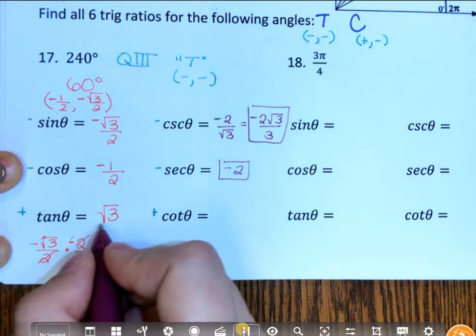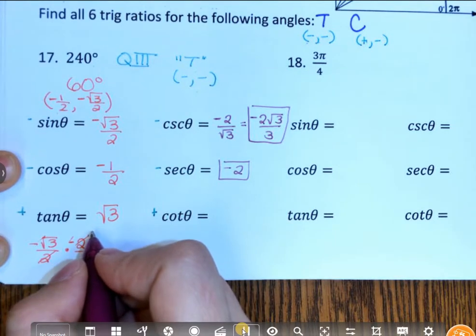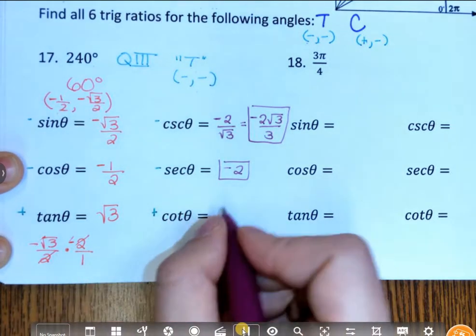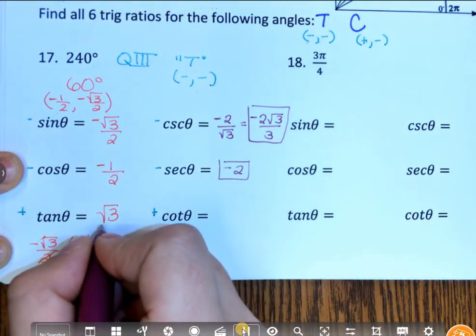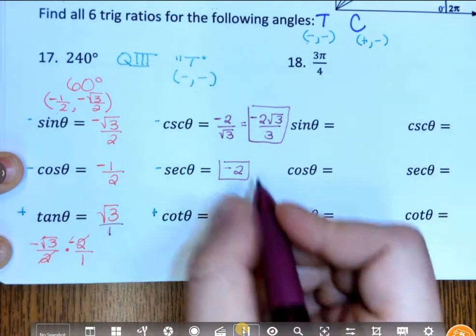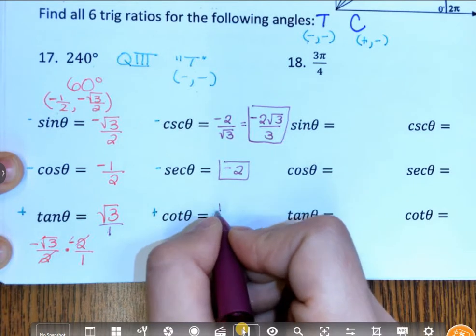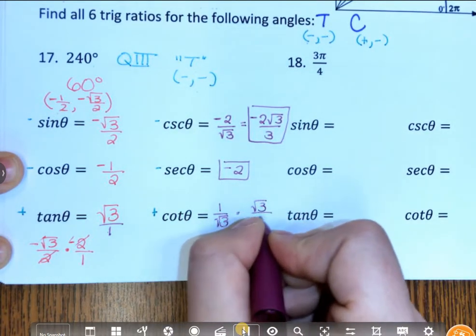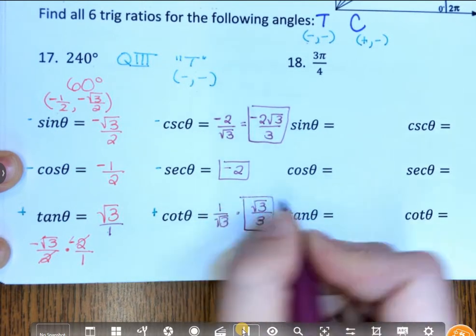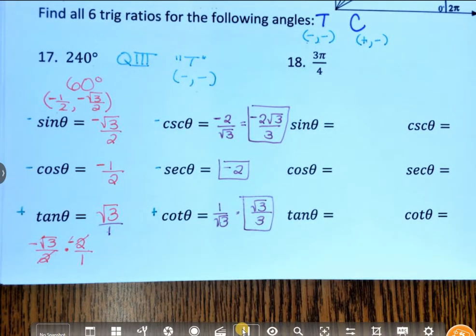Cotangent is the reciprocal of √3. So what's the reciprocal of √3? No, √3 is currently sitting over 1. So what's the reciprocal? 1 over √3, which simplifies to √3/3. There we go. Yes.